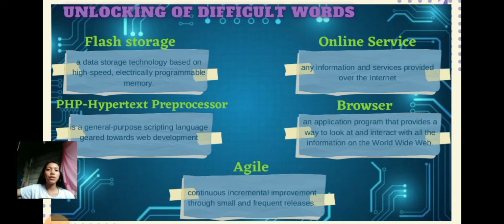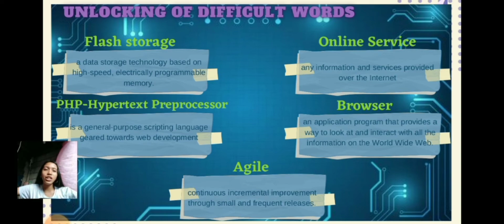Next, we have here the Agile. It is continuous incremental improvement through small and frequent releases. So Agile is used especially for software development that is characterized by the division of tasks into short phases of work and frequent reassessment of plans.